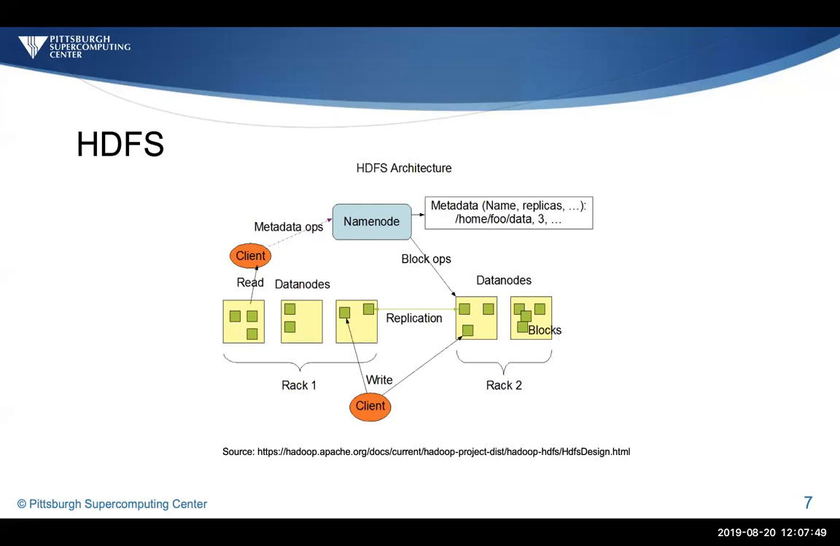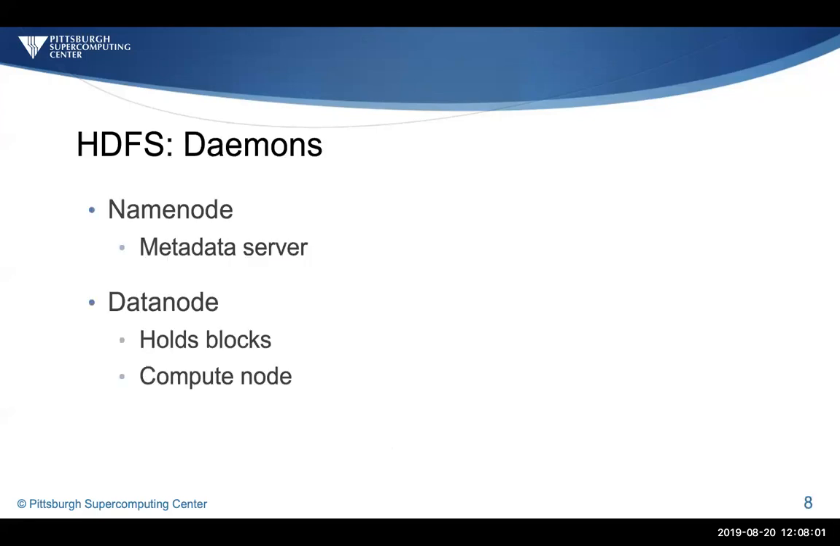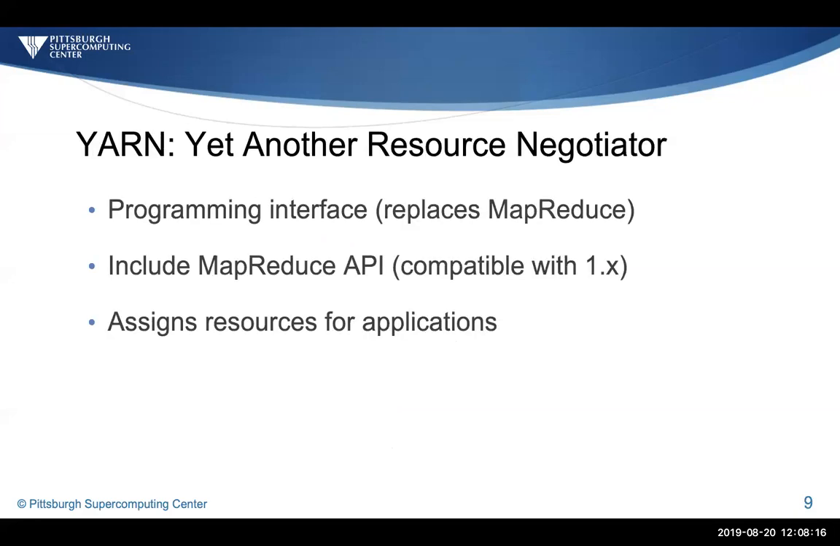And it's also configurable so that you can have as much or as little replication as you like, spread out among all the nodes in your system. You can also have replication of the name node. The daemons are the name node, which serves the metadata, and then the data nodes, which live on each of the worker nodes and hold the blocks, and then you typically also serve as a compute node again, to keep those things close to each other.